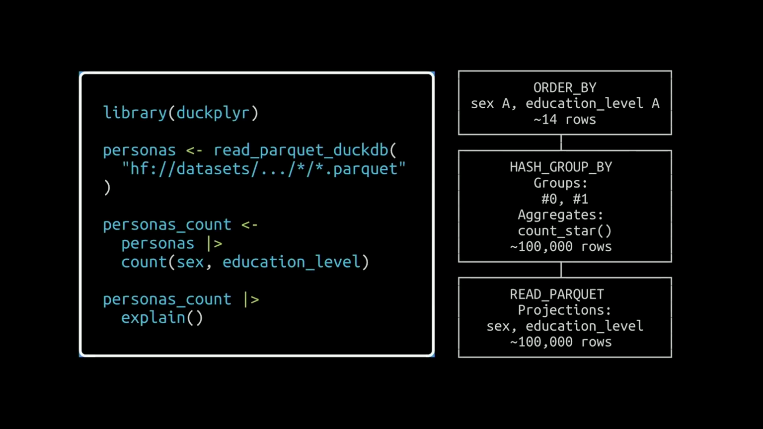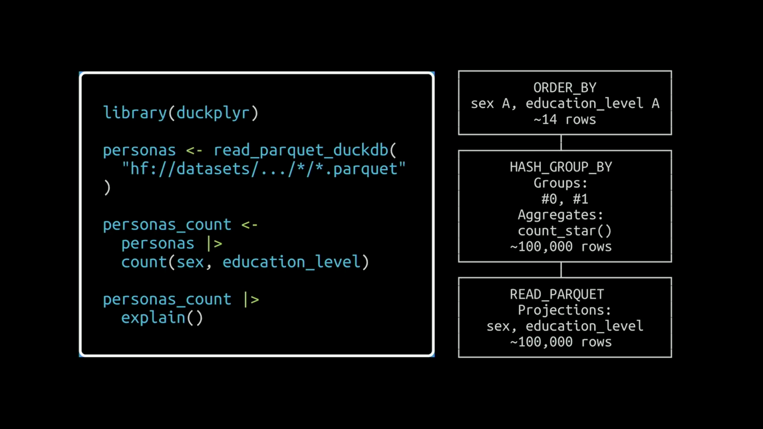Now, this is another example. I use a data set from Hugging Face. Instead of a file, I pointed to a URL with this HF protocol specifier that points to the location where the data set is. The same way as accessing a local Parquet file, I can run my operations.